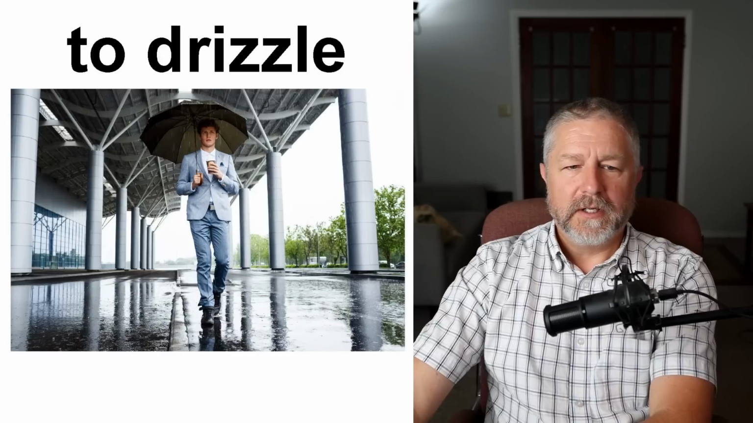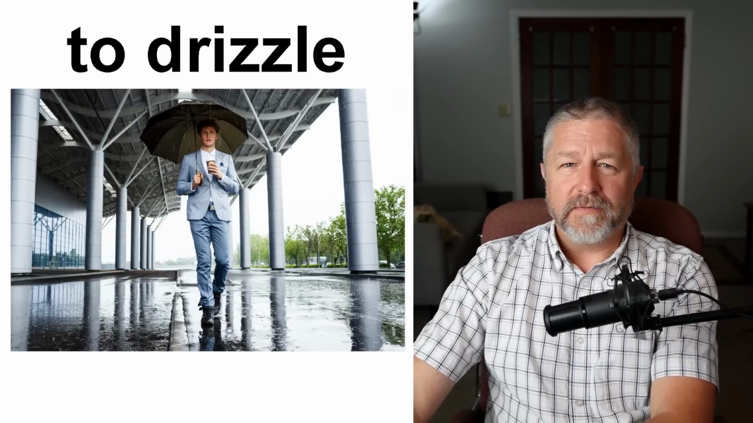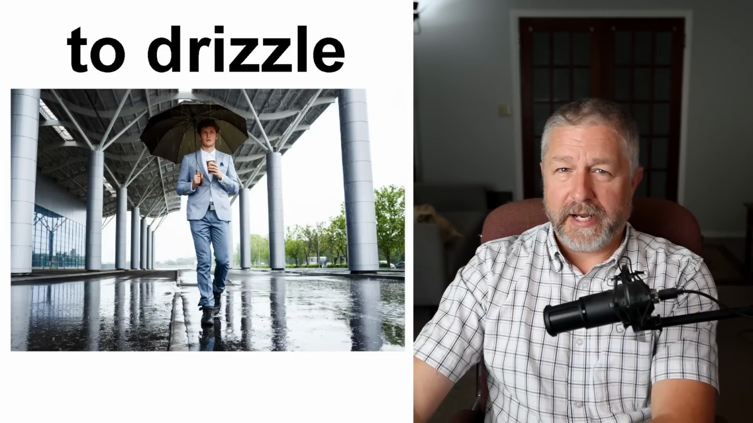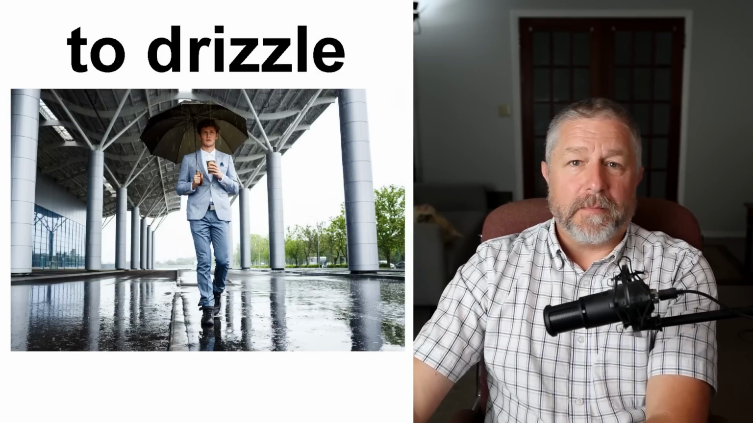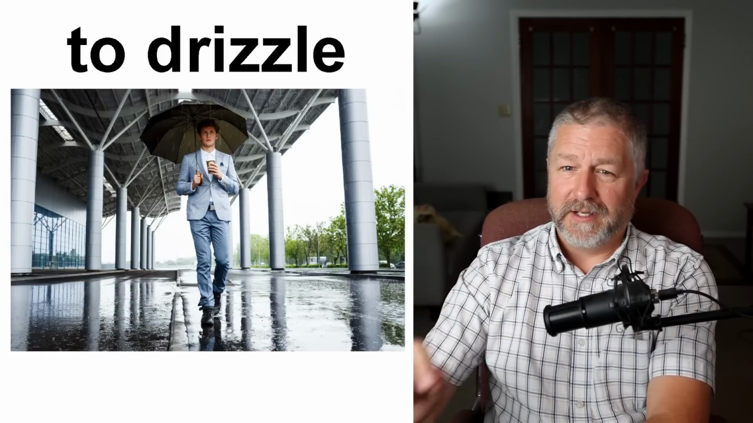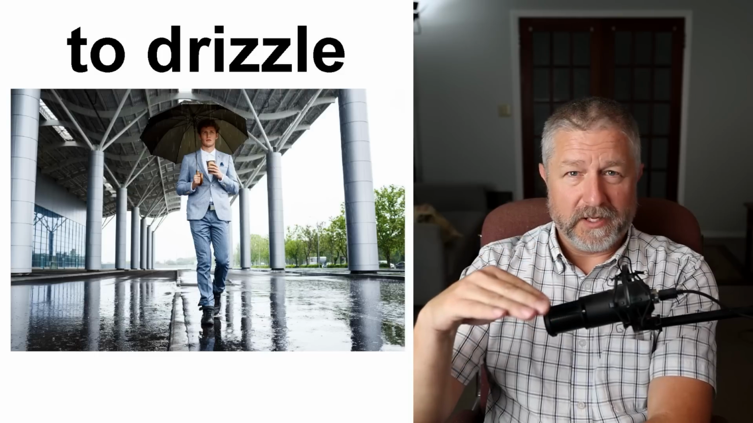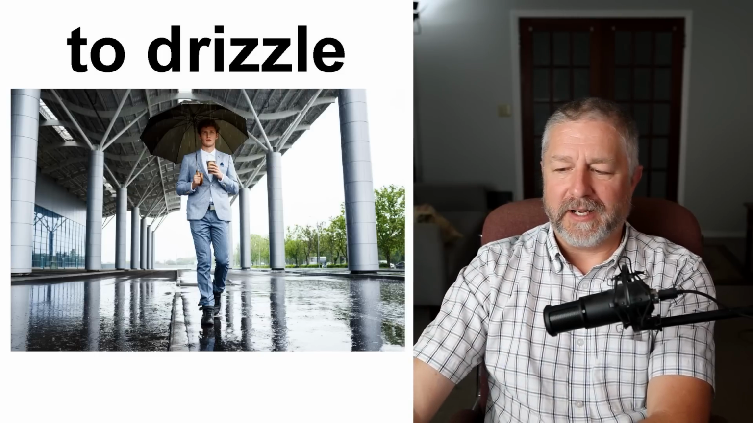To drizzle. This is what it's doing outside right now. There are a lot of different ways to describe rain in English. Sometimes we just say there's just a mist outside. It's misting. It's drizzling. It's a little harder. It's raining, harder than drizzling. It's pouring. Then it's really, really raining hard.